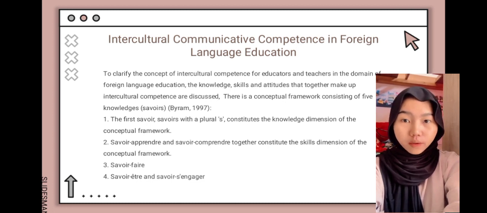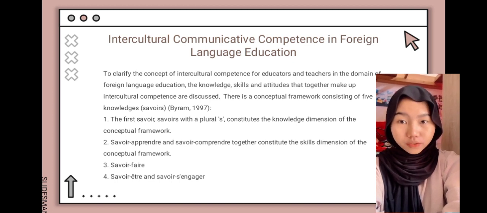Savoir, in the plural with an S, constitutes the knowledge dimension of the conceptual framework, which consists of knowledge about their own social and cultural group in their own country, and similar knowledge about the interlocutor's country on the one hand, and similar knowledge about processes and interaction at the societal level. Thus, knowledge together forms the frame of reference of people living within a particular culture. Therefore, in intercultural communication, it is important to always be sensitive to potential referential differences.